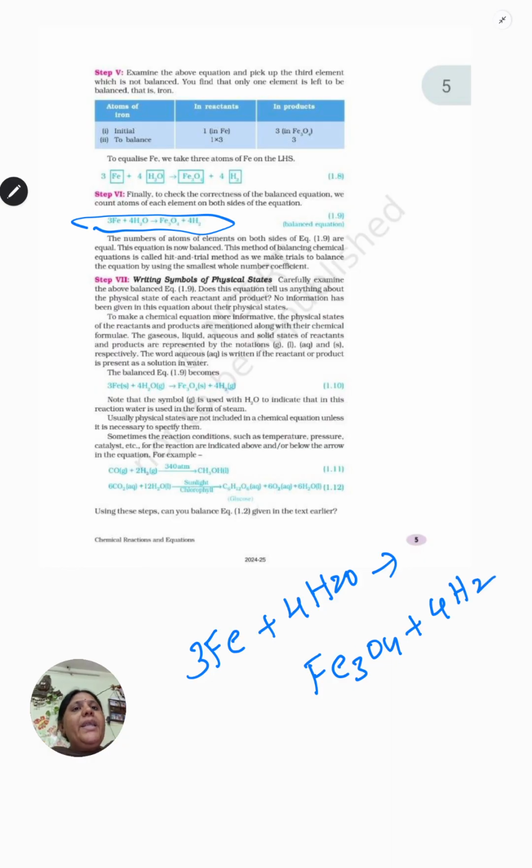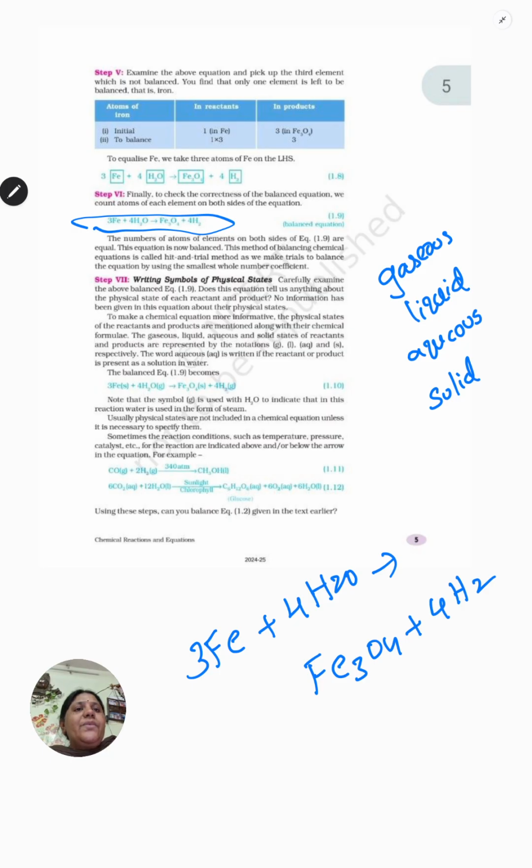Now, writing symbols of physical states also. This is the 6th step they are saying. So what is the importance of that? If you write the equation in this form, we don't know any information about the state of the materials that are formed. So what are the different types of states we will have? Gaseous state, and liquid state, then aqueous state, and solid state. Solid, gas, liquid and aqueous.